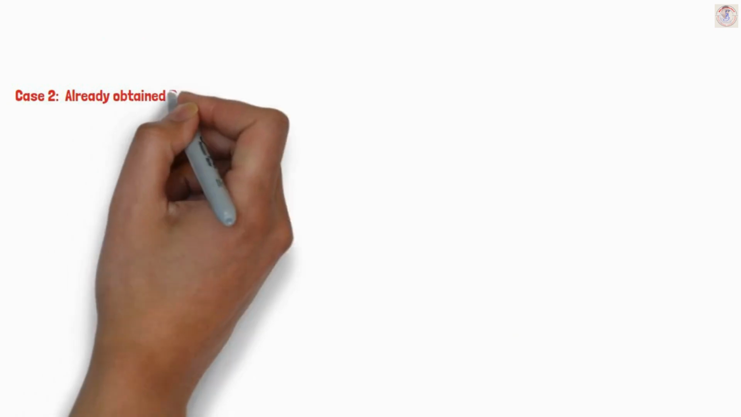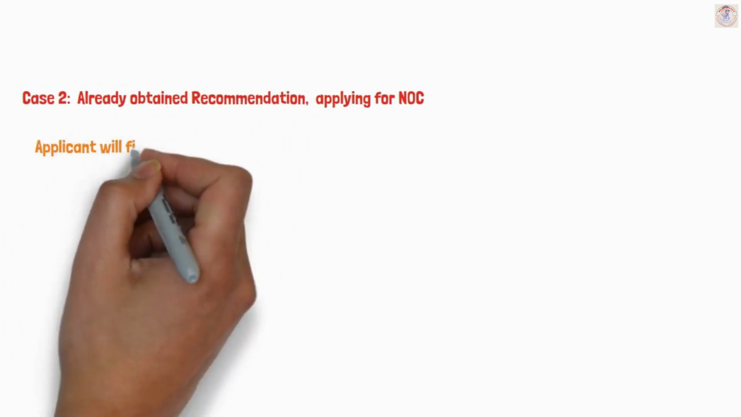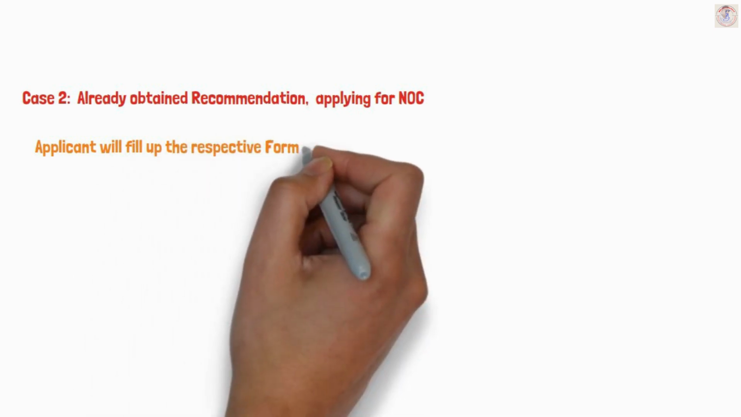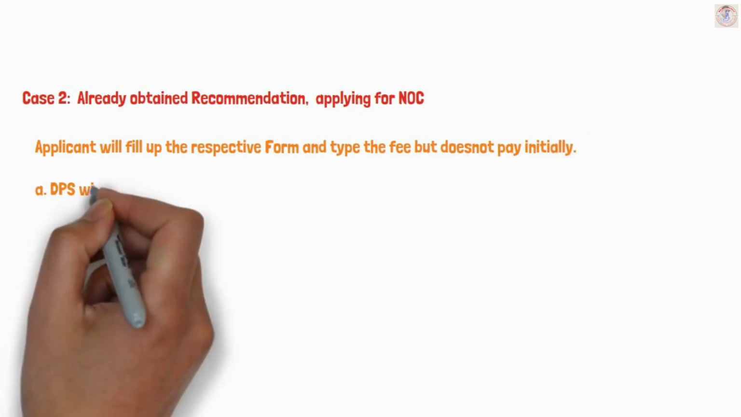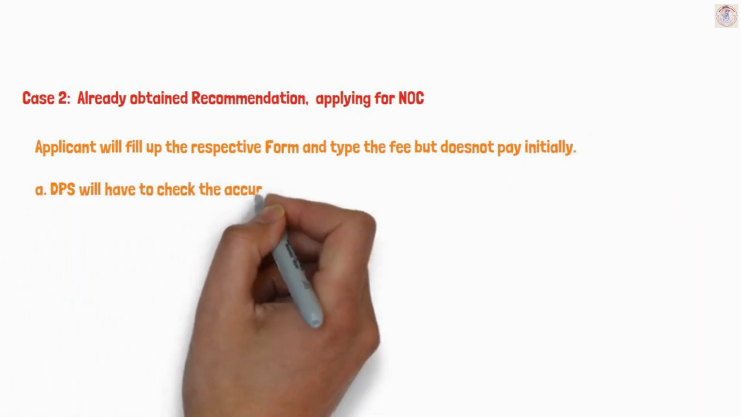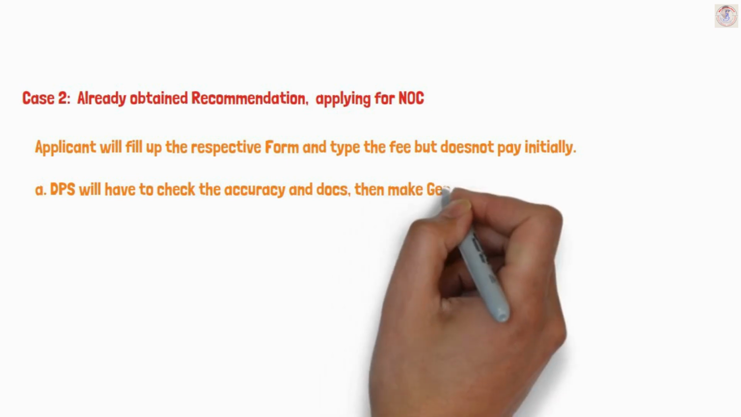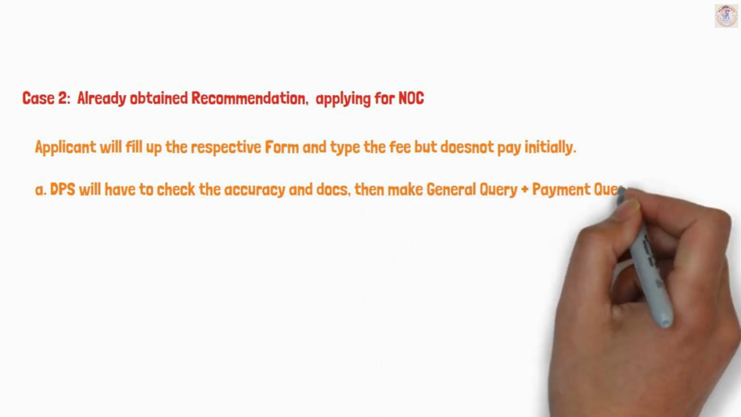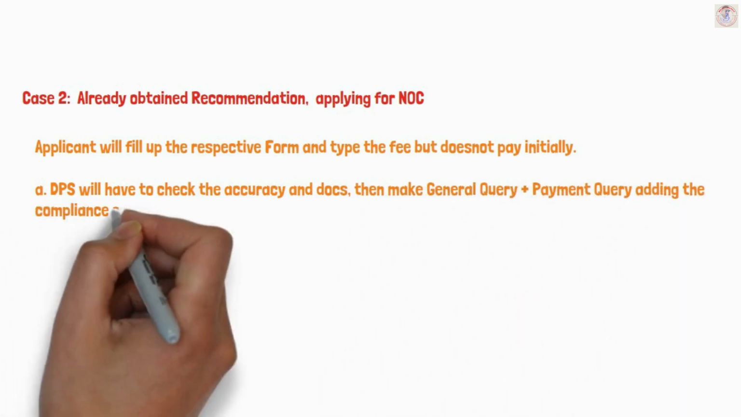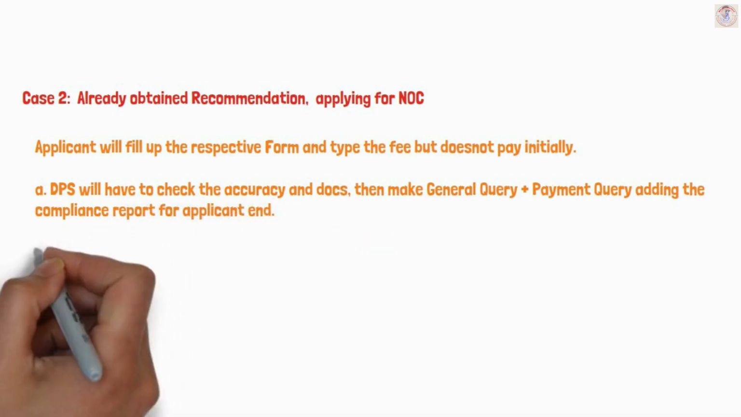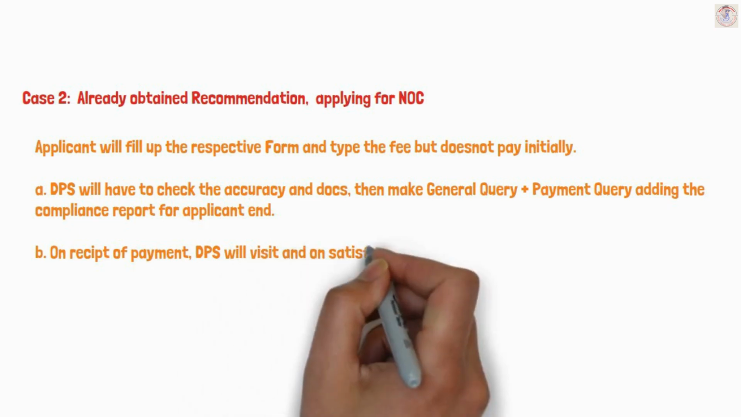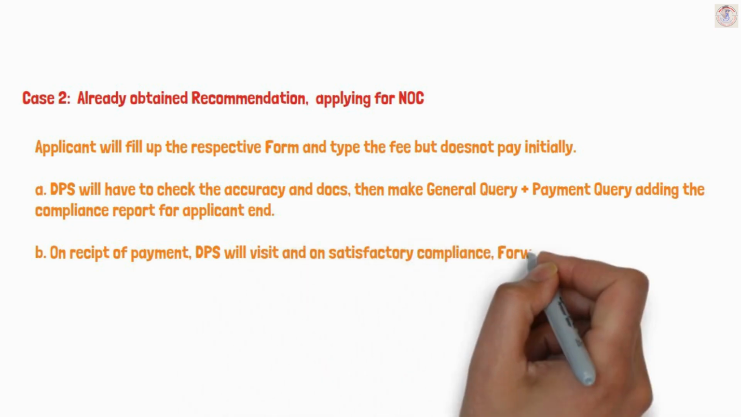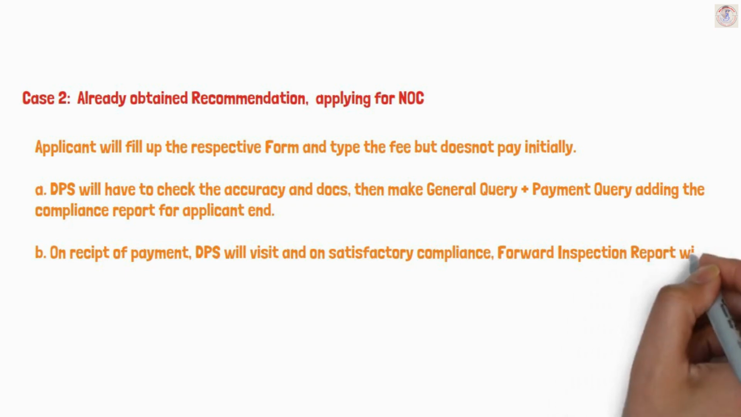Case 2. Already obtained recommendation, applying for NOC. Applicant will fill up the respective form and type the fee, but does not pay initially. A. DPS will have to check the accuracy and docs, then make General Query plus Payment Query, adding the compliance report for applicant end. B. On receipt of payment, DPS will visit; on unsatisfactory compliance, forward inspection report with supportive docs to HQ for approval. That's all.